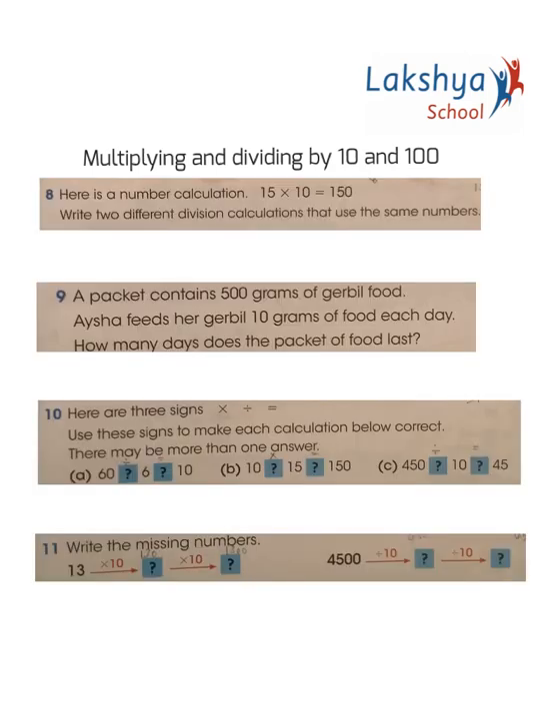Question 8. Here is a number calculation. 15 multiplied by 10 gives us 150. Write the two different division calculations for the same number. So how do you write the division calculation?